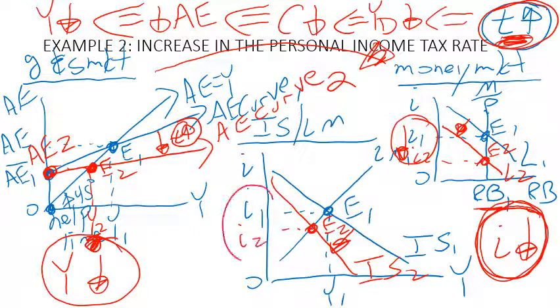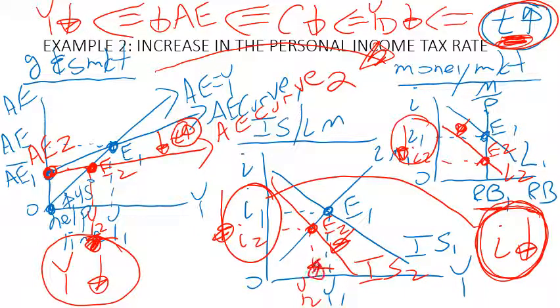And what do we notice? Well, the same conclusion that we drew in the money market, right? A decrease in the interest rate. And what's the conclusion about the GDP level? It decreases, which is the conclusion which we already drew from the goods and services market. Okay, so let's do one more example.